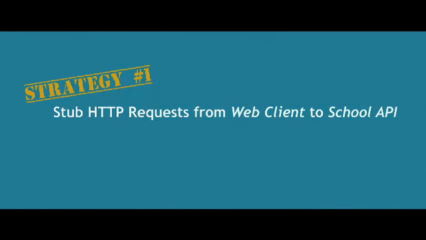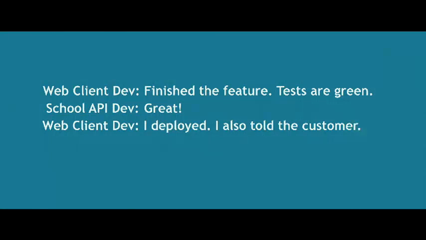So let's assume that the web client dev has written this feature and the test. And the following is a conversation between the developer on the school API, the web client API, and the customer. They're chatting over Slack or HipChat or something like this. The web client dev: I finished my feature, my tests are green. The school API dev: great. The web client dev: I deployed, and I also told the customer. And the customer replies, the site is down.